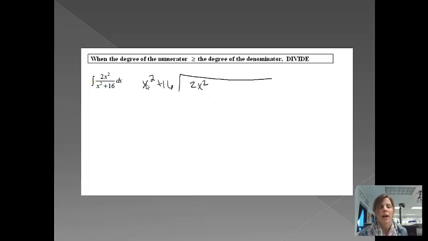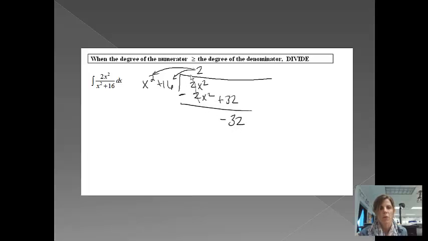Okay, if you recall, we're going to think what would I have to multiply x squared by to get 2x squared, and that would be 2. And so now I'm going to take this 2 and multiply it by both parts. So I'm going to get 2x squared plus 32. And then from here we're going to subtract. So when I subtract, those cancel out. When I do this, this would be like a 0 minus 32, which is going to give me negative 32.